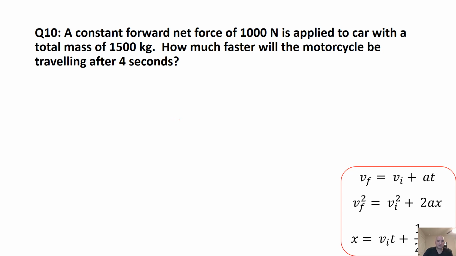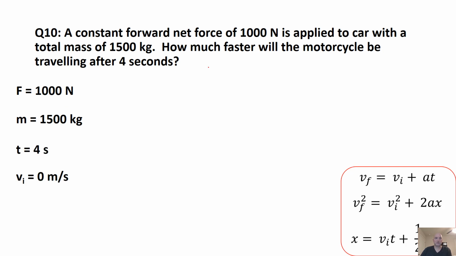So now we're ready for our two-step problems. We have to figure out what information we have and where we have to go from here. So we're going to make a big old givens list, and we're going to decide, do we start with F equals ma, or do we start with these other equations? Usually it will be somewhat obvious, not completely, because of what the question's asking you for, where to start. So here, a constant forward net force of 1,000 newtons is applied to a car with a total mass of 1,500 kilograms. So there's their F and their M. How much faster? So it's asking you for VF. Will a motorcycle be traveling after 4 seconds?